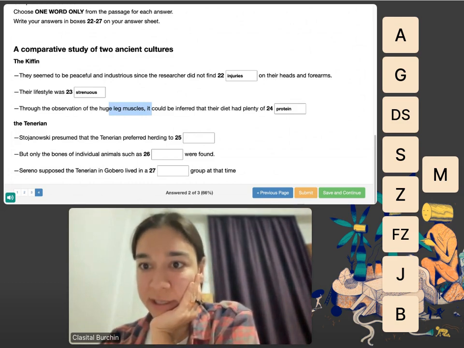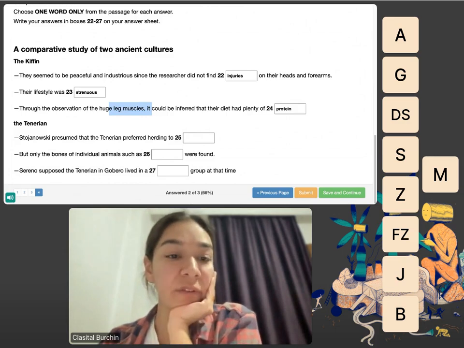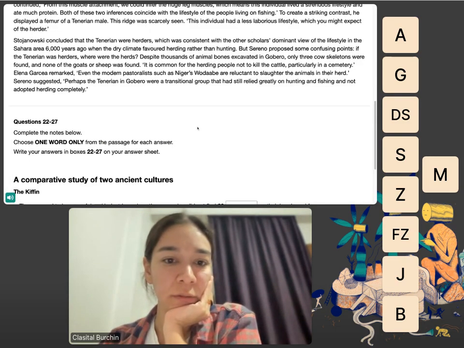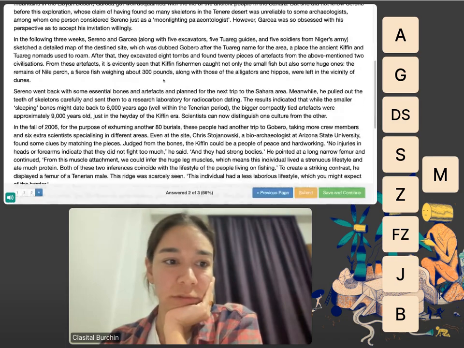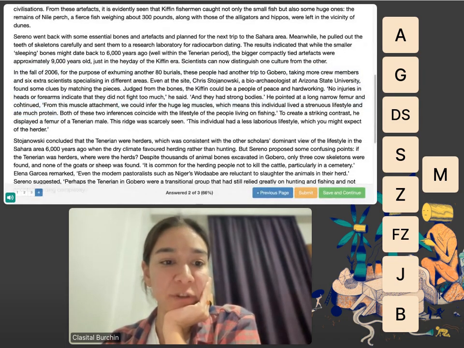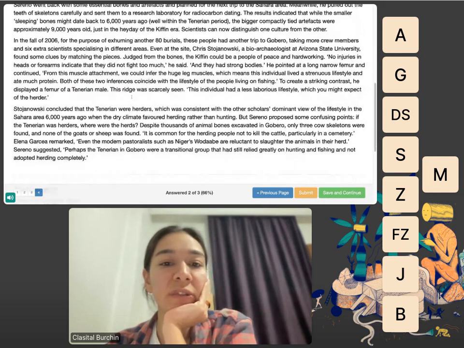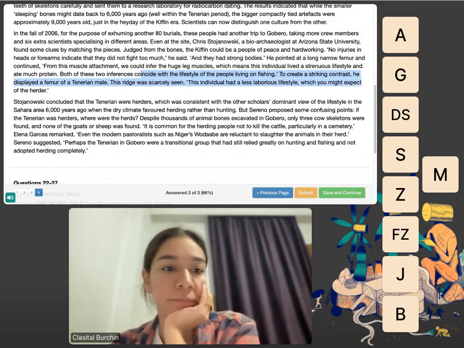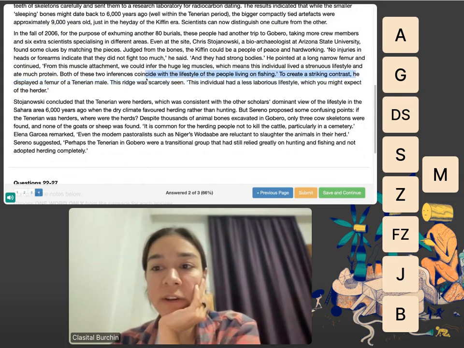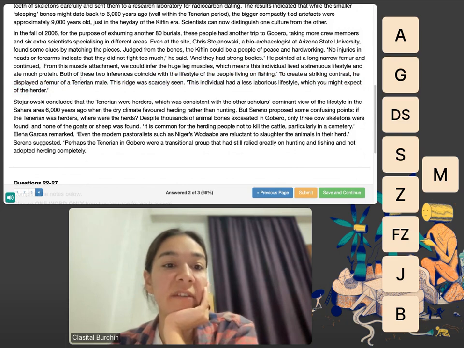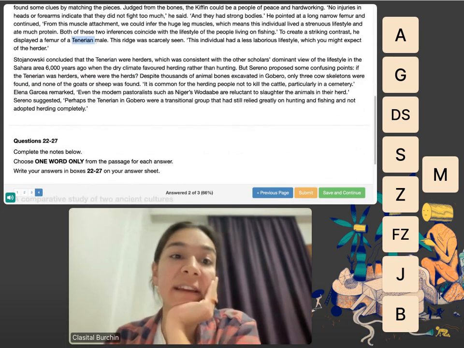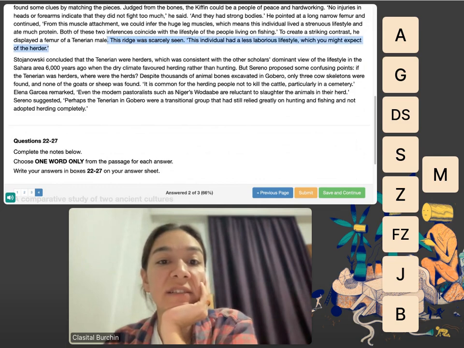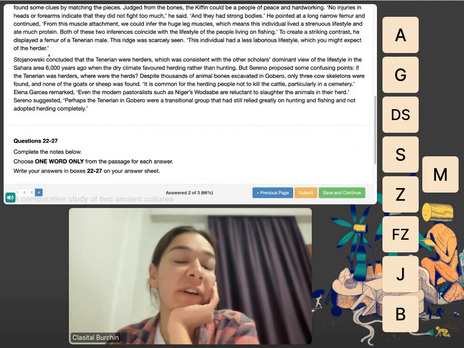You said protein too, right? Yes. I understood protein from here. Where was it? And ate much protein. But these two inferences coincide with the lifestyle of people living on fishing. To create striking contrast, they displayed the femur of a Tenerian male. So they are now at the Tenerians. This range was scarcely seen. This individual has a less laborious lifestyle, which you might expect of the herder.